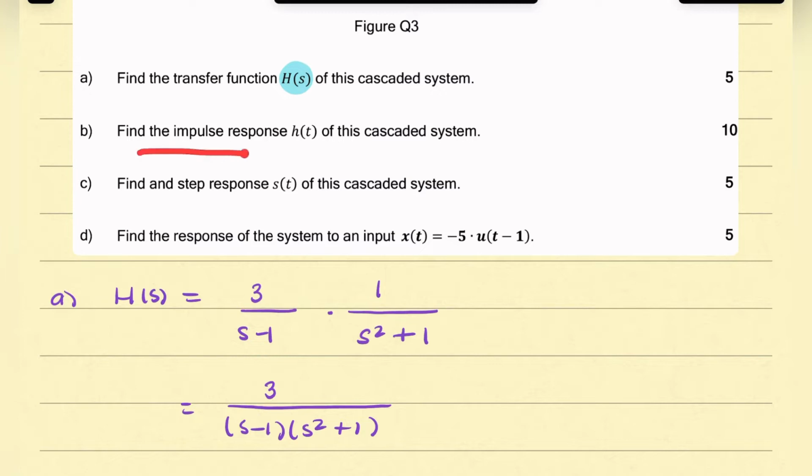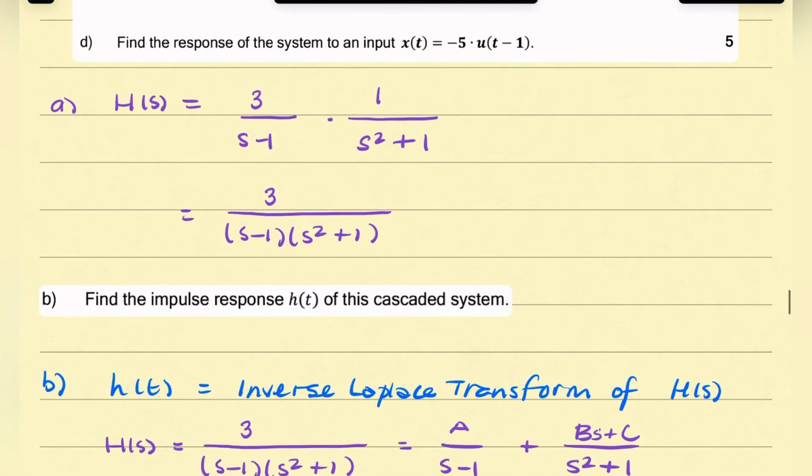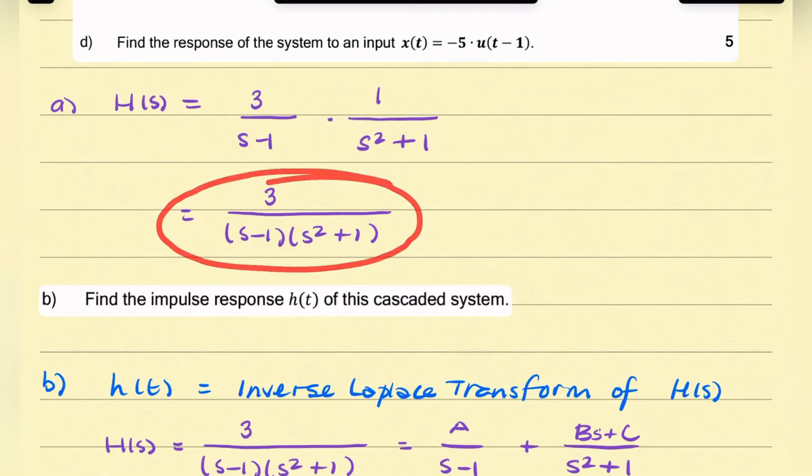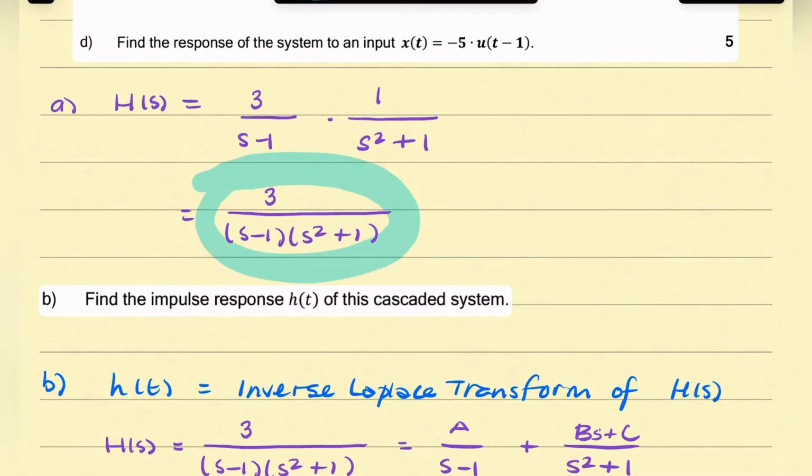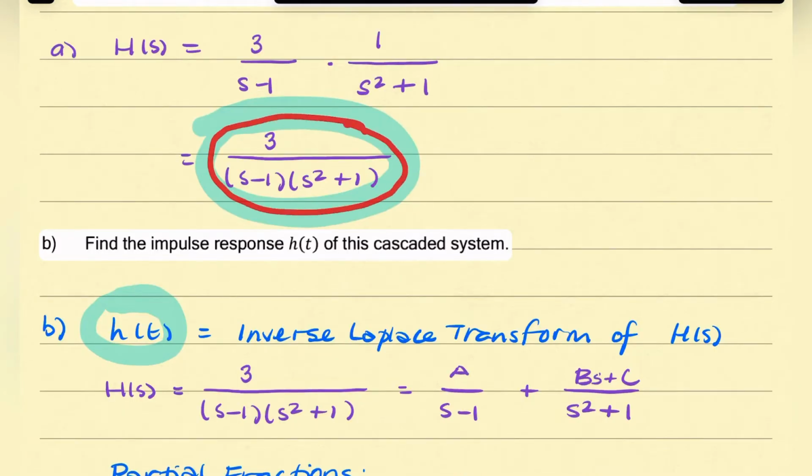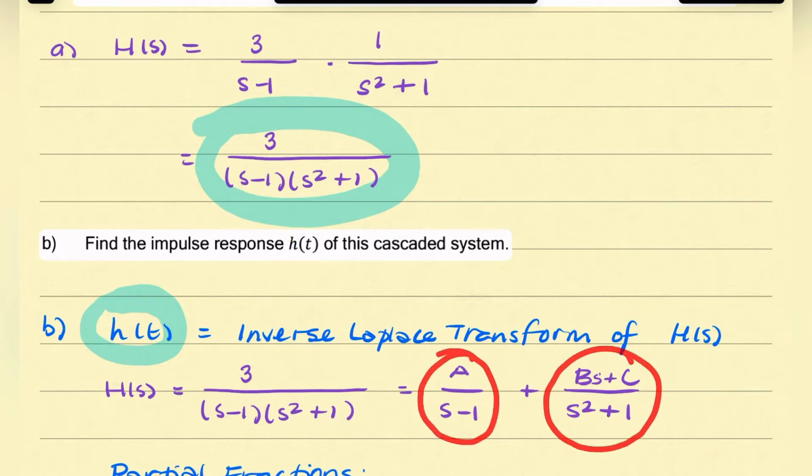The question then goes on to ask for the impulse response. So the impulse response h of t is the inverse Laplace transform of h of s. So we need somehow to find the inverse Laplace transform of that if we want to find h of t. But there's nothing like that in the Laplace transform table. So we need to split this into terms that we will find in the Laplace transform table.